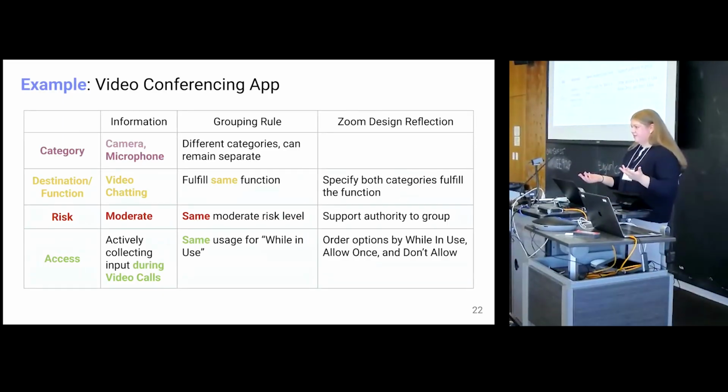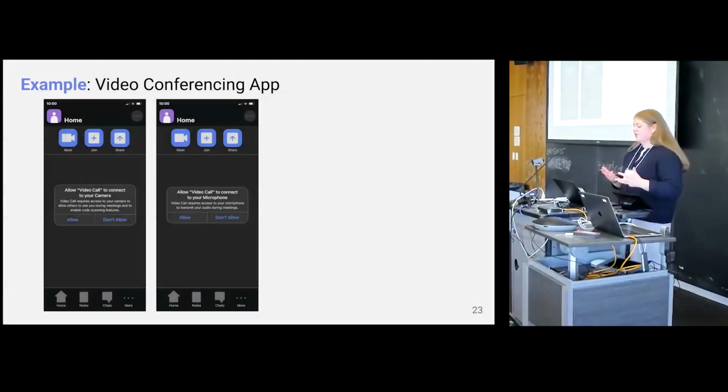So again, confirming that since they're both serving the same function of video chatting, they have a similar risk level, which supports the authority to group them as well. And also for access level, we can see from the metadata that it will be used during video calls. So it may be more important to highlight "while in use" over "allow once." But we still want to keep that choice, so we can make it a little more clear to users why it's "allow once."